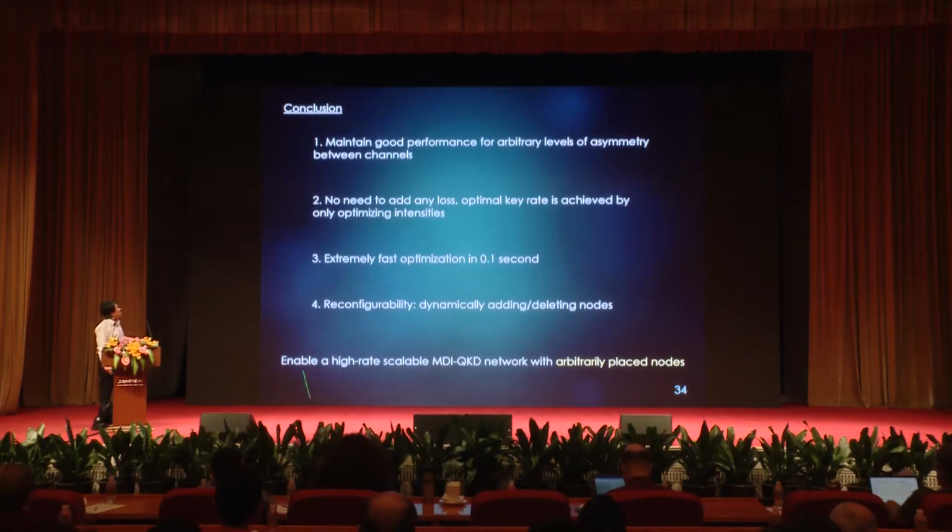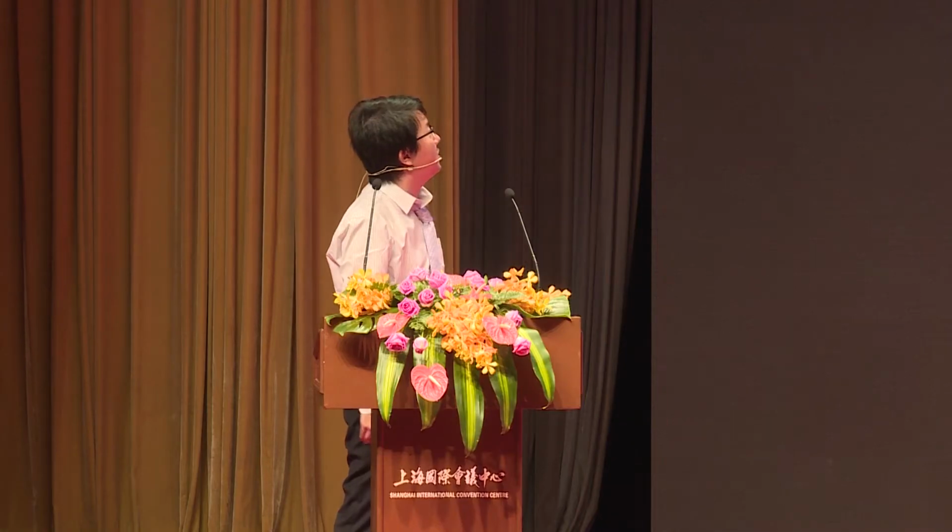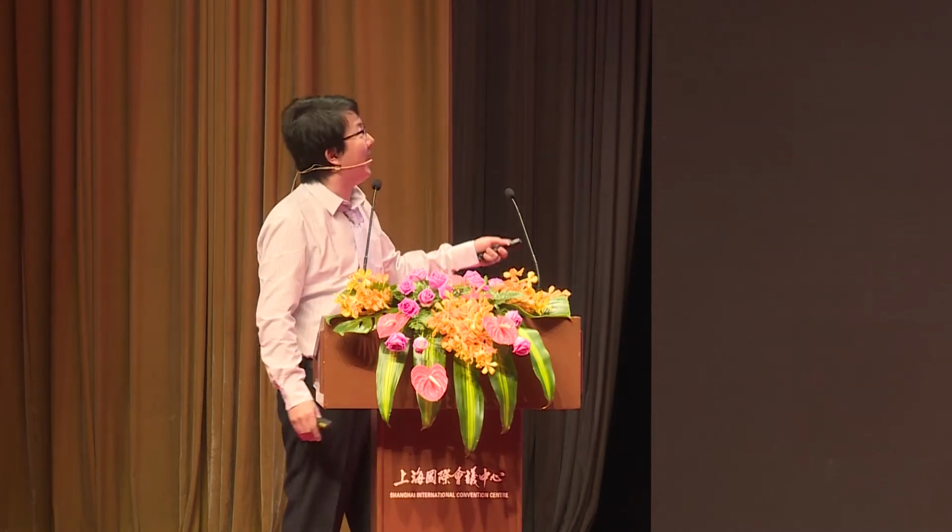So now, in conclusion, we propose a software solution that maintains good performance for arbitrary levels of asymmetry between channels. There's no need to add any loss and no need to physically modify any part of the channel. The optimal key rate is achieved by optimizing the intensities alone. This could be very important because it can be integrated readily into existing infrastructure. Because this is a software solution, it doesn't need modifying the physical part of the system.